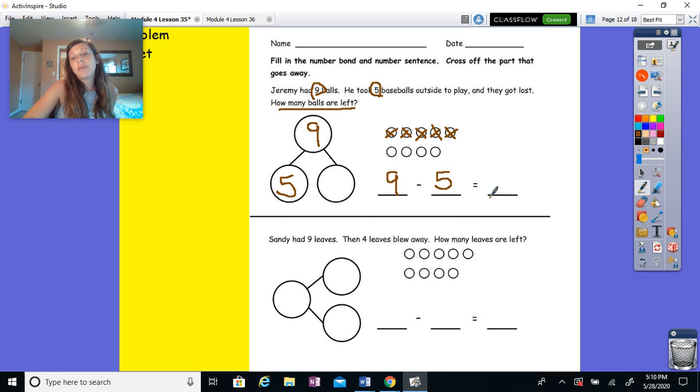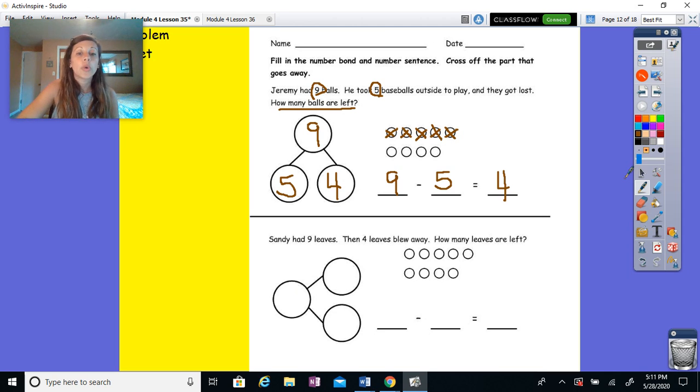Okay. Now the number that comes after the equal sign is how many baseballs were left. So how many Jeremy did not lose. So that's how many we did not cross off. So let's count. 1, 2, 3, 4. So we're going to write 4 after the equal sign and 4 in my other part. Good. So let's read that number sentence together. 9 minus 5 equals 4. 2 parts of 9 would be 5 and 4. 5 and 4 makes 9. 6 and 3 makes 9. We're finding the parts, or decomposing, the number 9.